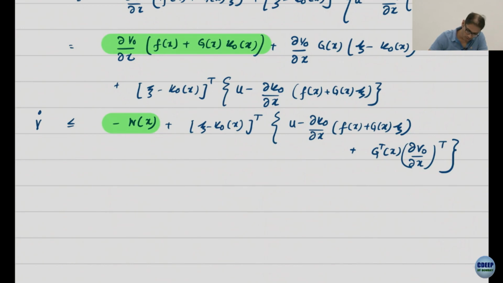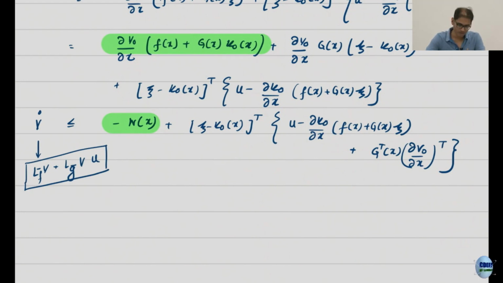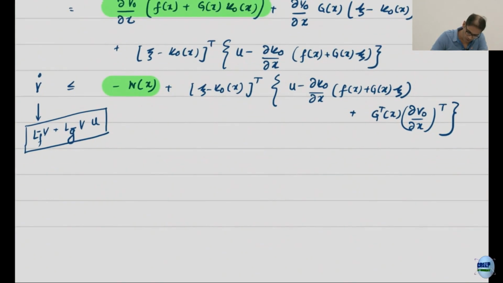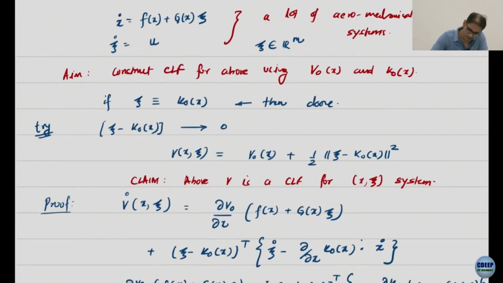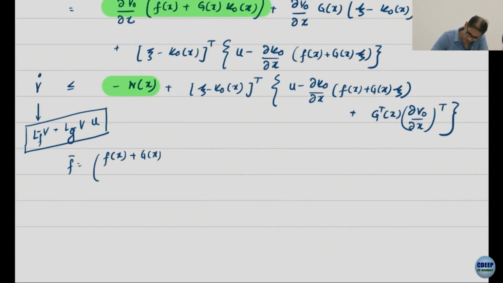So V dot is obviously L_f bar V, I will say L_f bar V. Why I put the bars is because of the drift. So in this case, what would f bar be? f bar would be f(x) plus g(x) psi, and 0, and g bar would be 0 and identity. Yeah, because this is the drift vector field here.